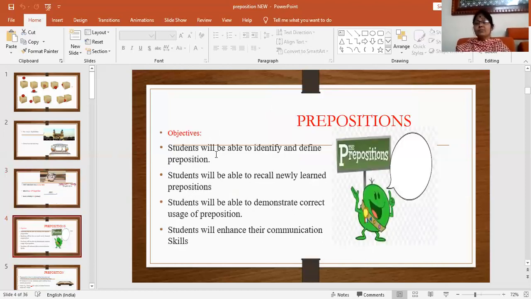Now our objective is that when you learn your prepositions now, you will be able to identify and define prepositions. You will be able to know what are the different kinds of prepositions. You will recall newly learned prepositions, right? You will also be able to demonstrate correct usage of prepositions, because generally we tend to make a lot of errors when we are dealing with prepositions. And then students will enhance their communication skills. Prepositions help us enhance our communication skills.